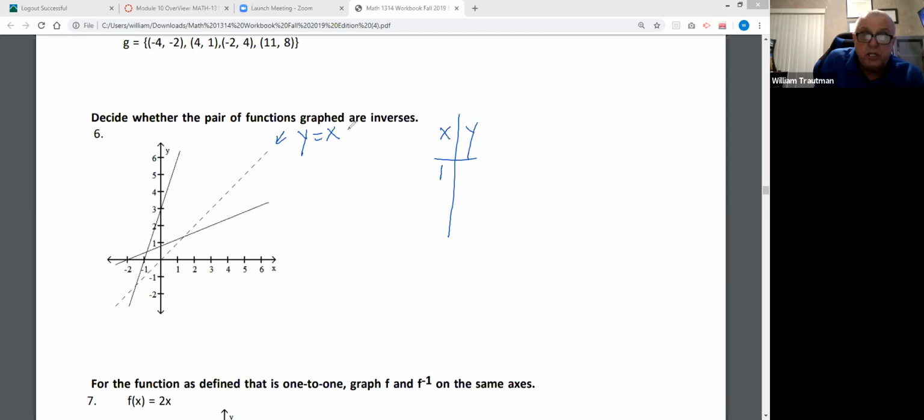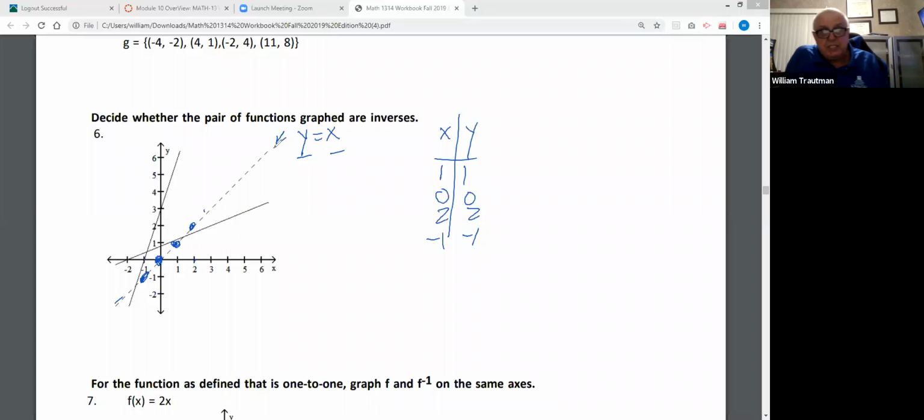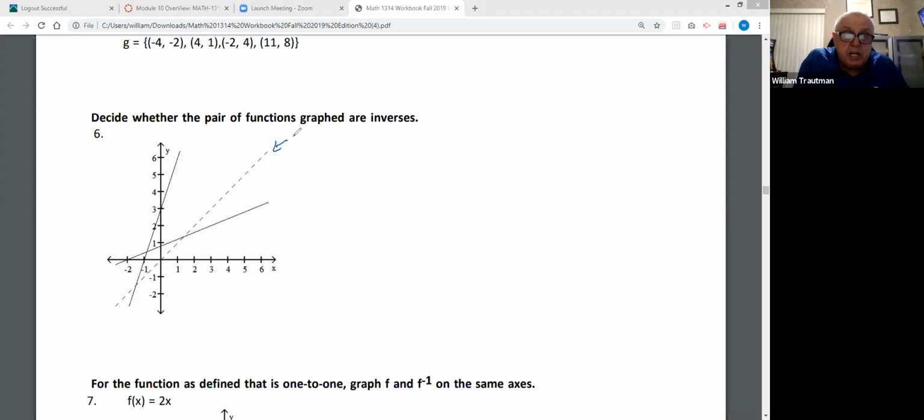If x is 1, then y is 1. You see, the function is called y equals x. They have to equal each other. If x is 0, y is 0. If x is 2, y is 2. If x is negative 1, y is negative 1. So let me graph these: 0, 0, 1, 1, 2, 2, negative 1, negative 1. Do you see how they all line up on this dotted line, y equals x? So this dotted line, it's invisible. It's called the y equals x line.